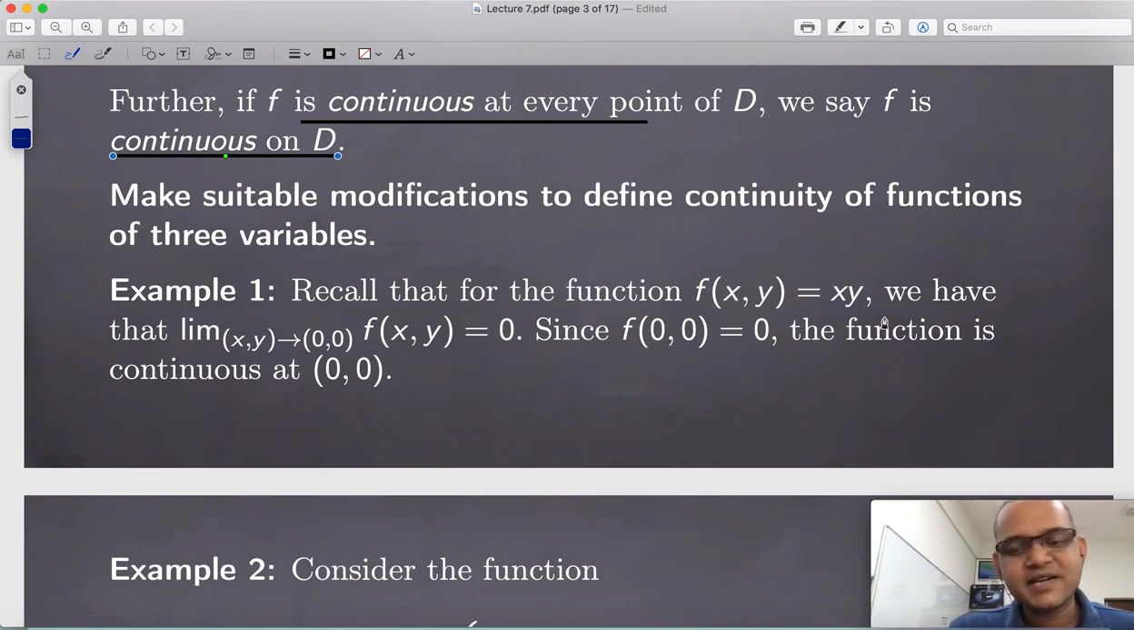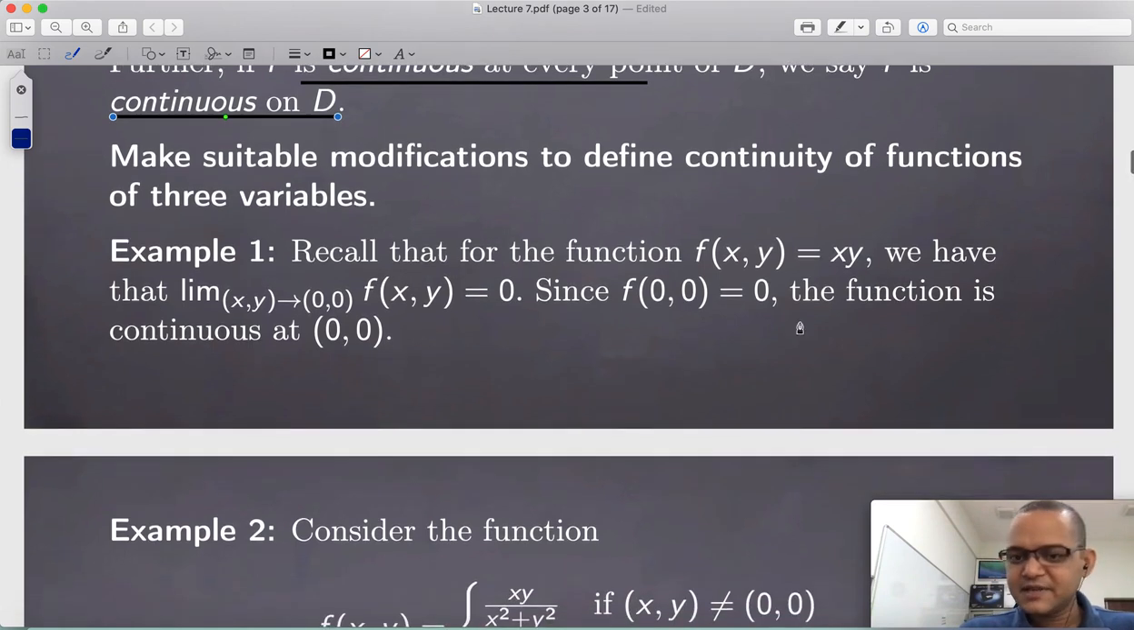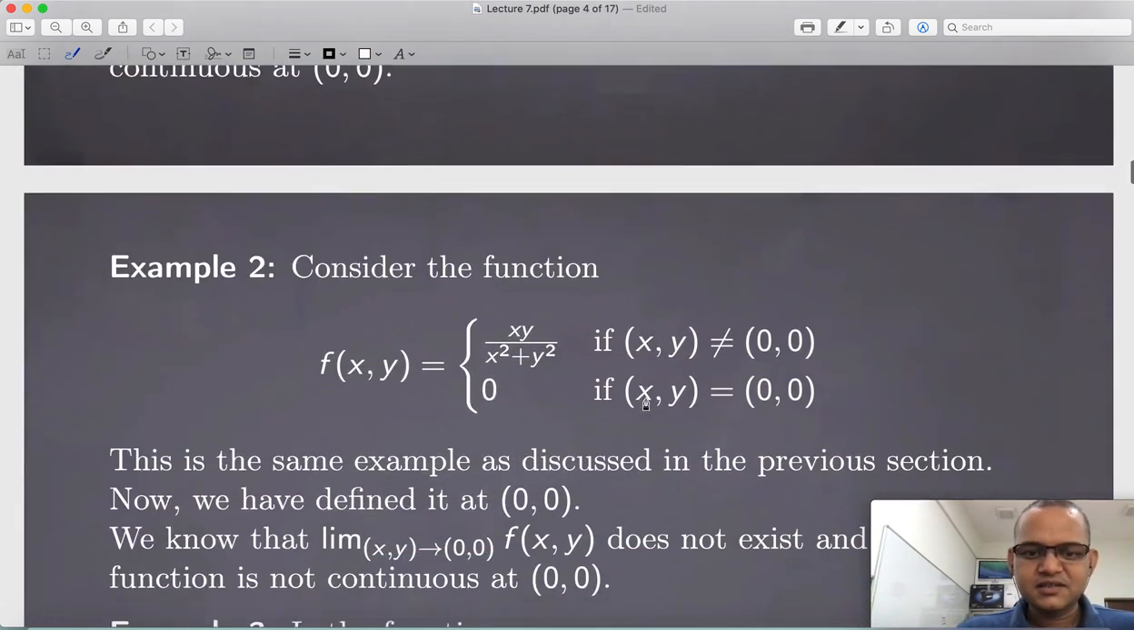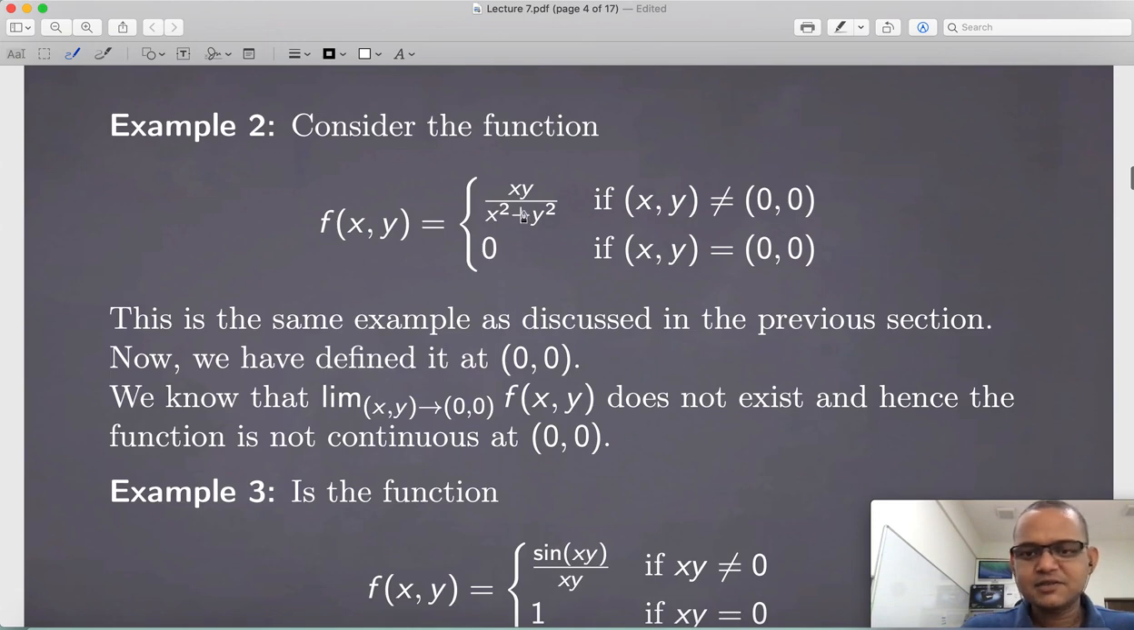You can replace x by x squared or x to the power of anything positive, and similarly for y. What I am trying to say is that you can take the product of two polynomials in general: a polynomial in x and another polynomial in y is again going to be a continuous function. Now you know that you can produce a lot of examples. For example, if you remove y, the function will depend only on x, and one can easily see that such situations give you continuous functions.